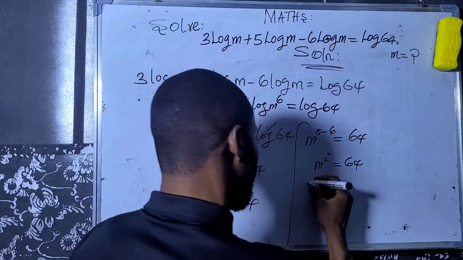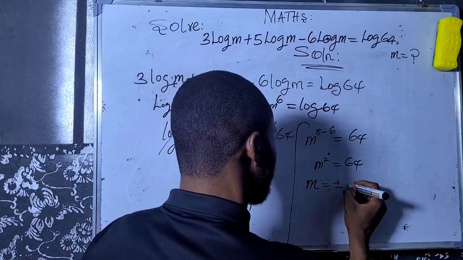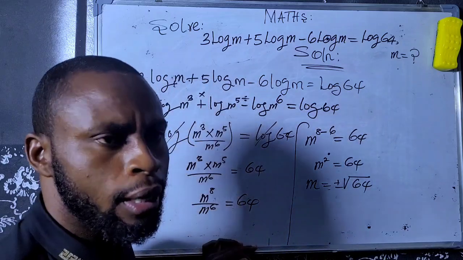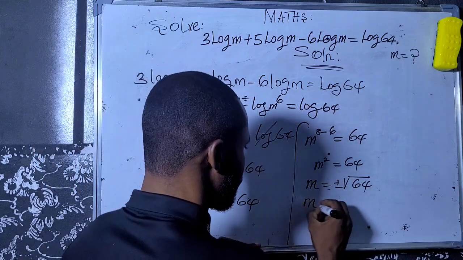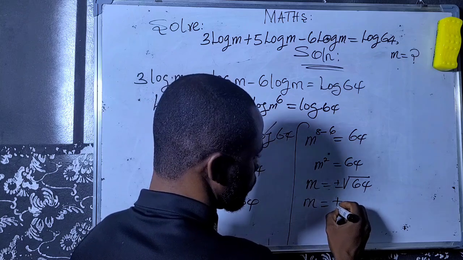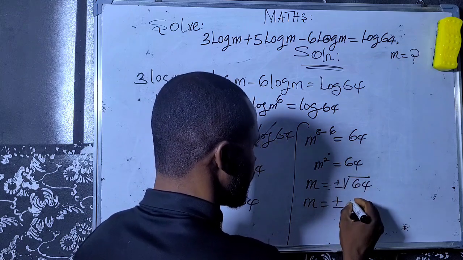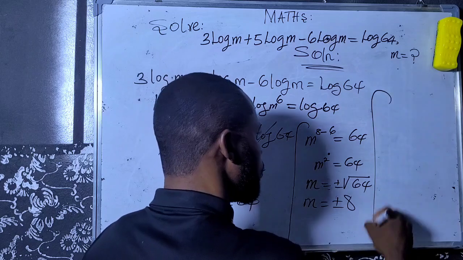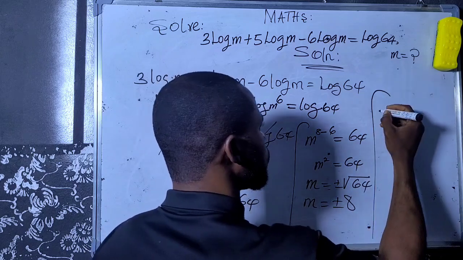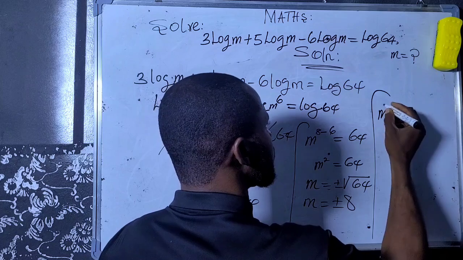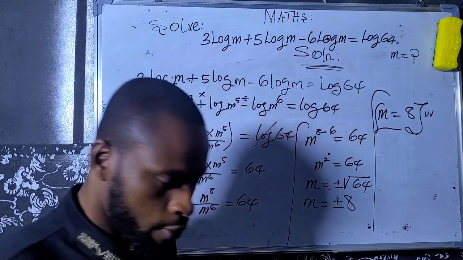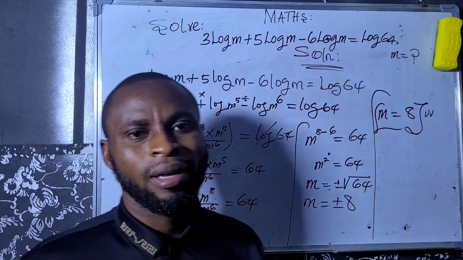If we do, we are going to have m equals positive or negative square root of 64. Then m equals the square root of 64, that will give us positive or negative 8. But here, we are looking for the positive value of m. Then as such, m equals 8, and this is the value of m that will satisfy this given equation.